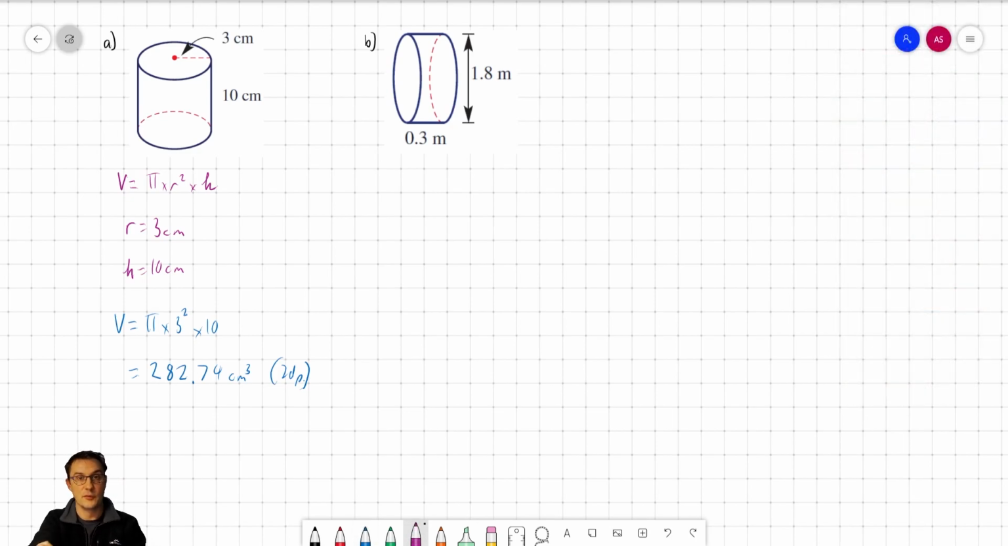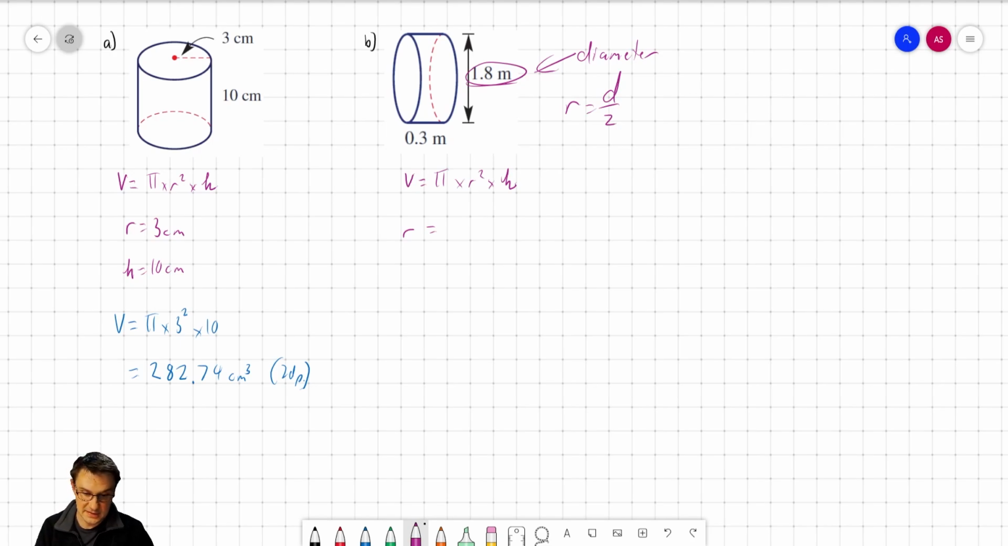Now in this next example, we've got another cylinder here. So we're using the same formula, which is pi times r squared times h. But there's a slight difference here, and that's got to do with the radius. So the radius here, well, we don't actually have a radius to start off with. But what we do have is this 1.8 meters. Now this here is a diameter. And so if we turn it into a radius, we need to take the diameter and divide it by 2.